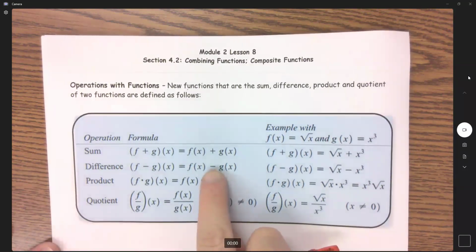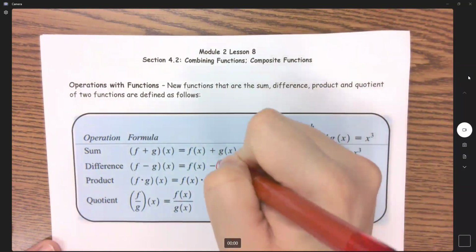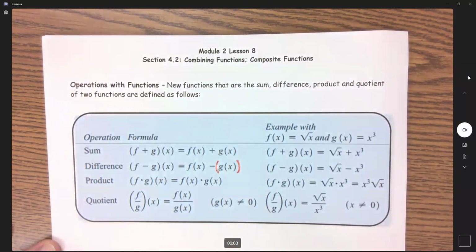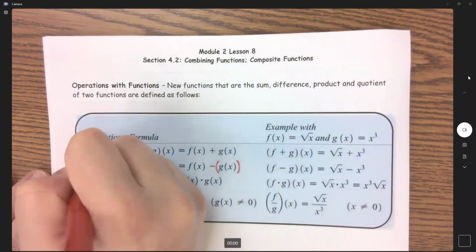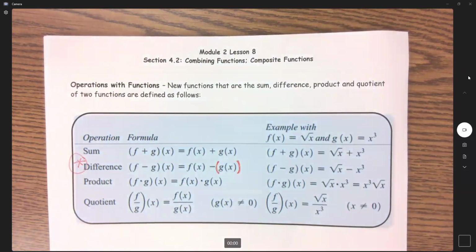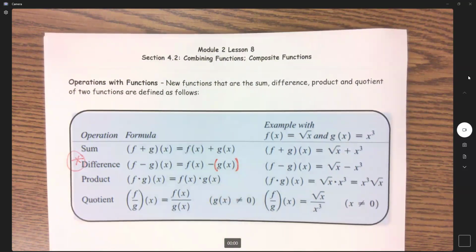And we need to remember that when I subtract my g of x, or whatever my second function is, this function here has to go in parentheses. So I'm going to put a little star right here by this difference. That's where the most mistakes happen. You have to remember to subtract the entire function, and we do that by putting that in parentheses there.